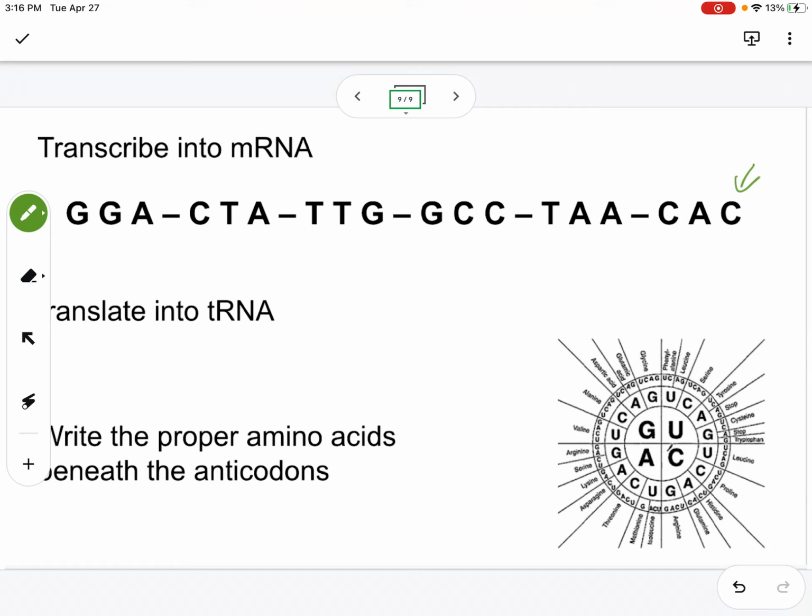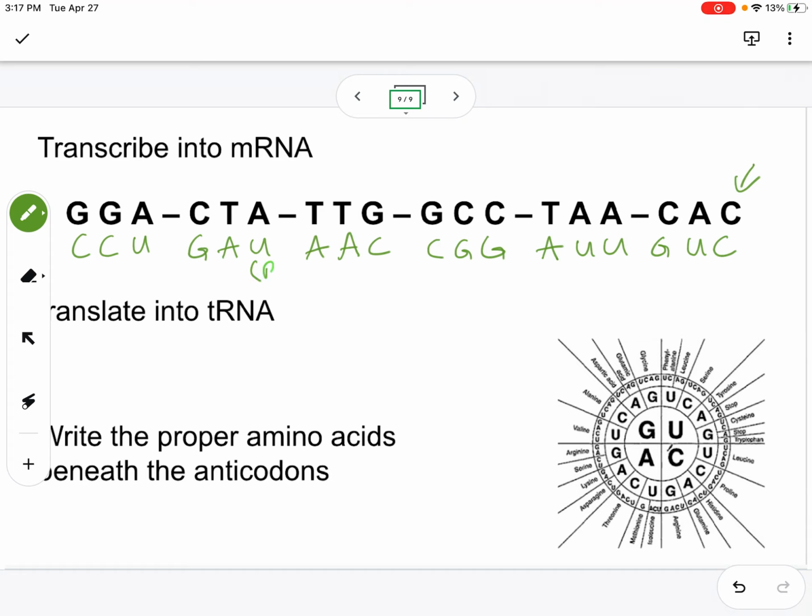Awesome. Okay. So it says transcribe. Remember, there's no T's in mRNA. There's U's. So this would be CCU. This would be GAU. AAC. CGG. AUU. GUC. Beautiful. I just transcribed it.